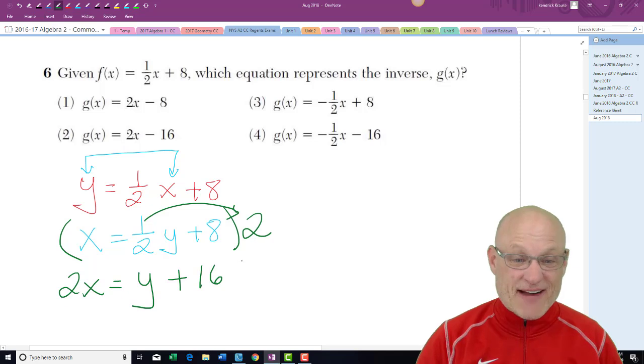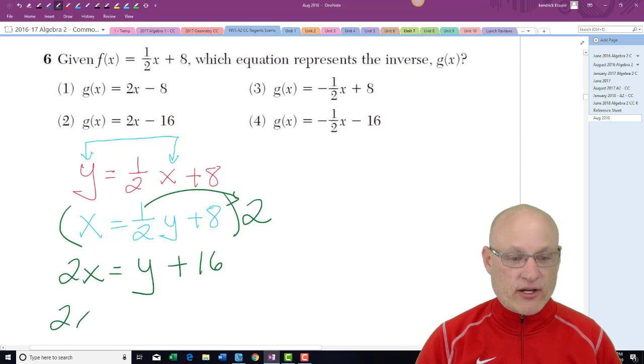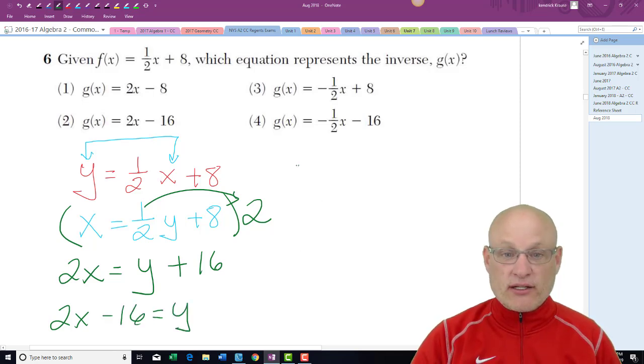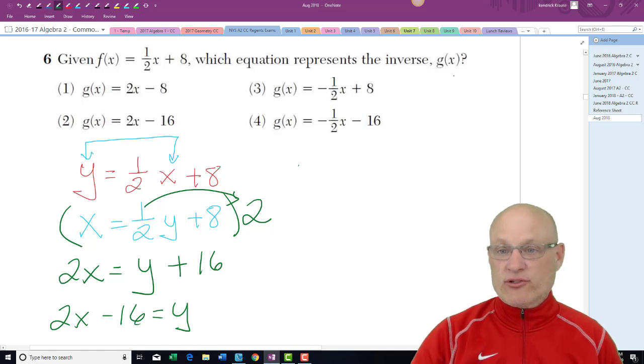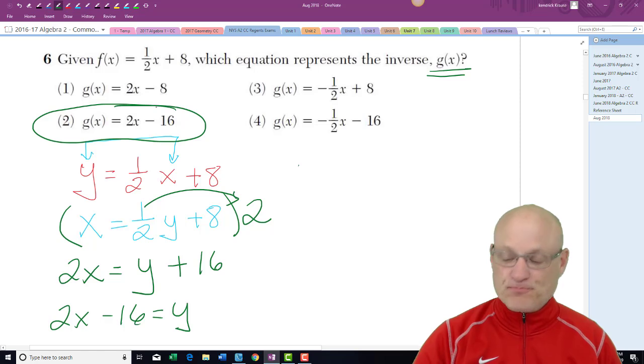Now, again, I just multiplied everything by 2. And then I bring the 16 over, and I am finished. 2x minus 16 equals y. Now, to write this correctly, you should write, oh, they wanted to call it g of x. Okay, and then there's my answer, 2x minus 16.